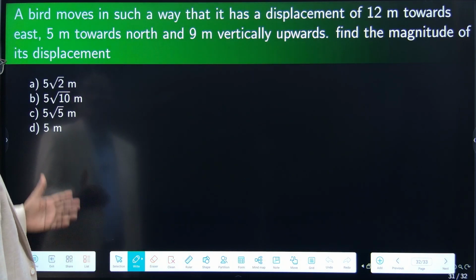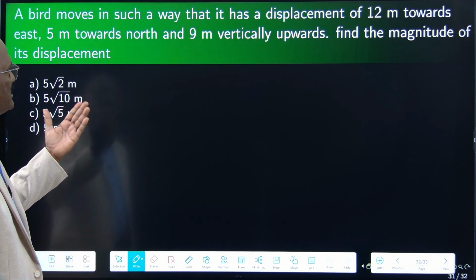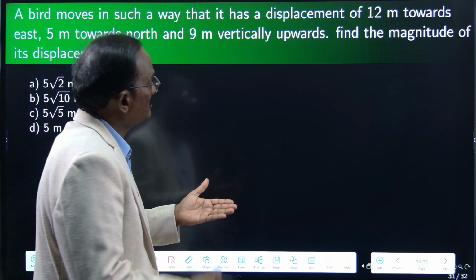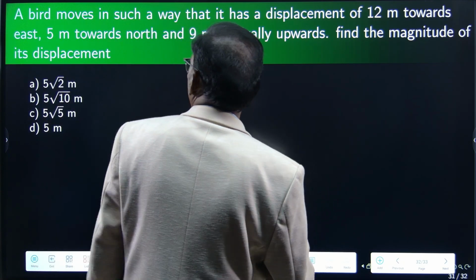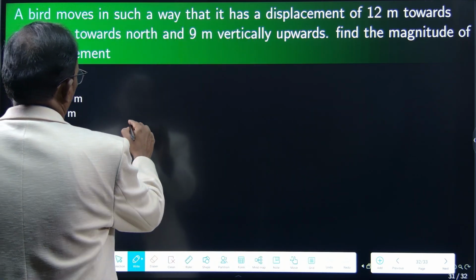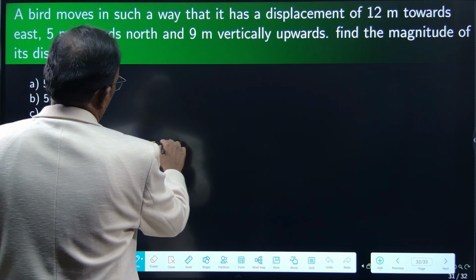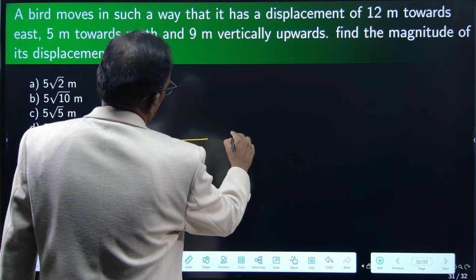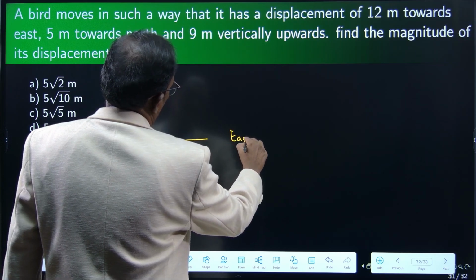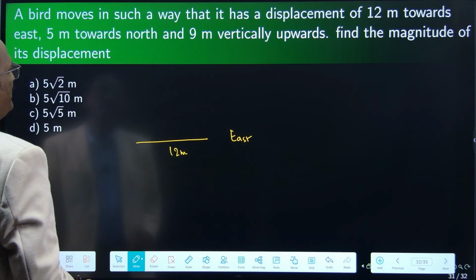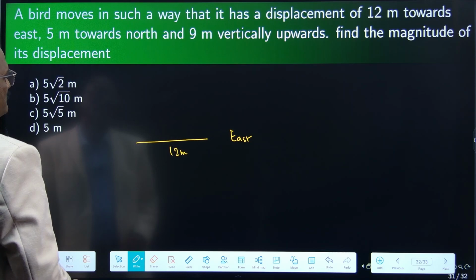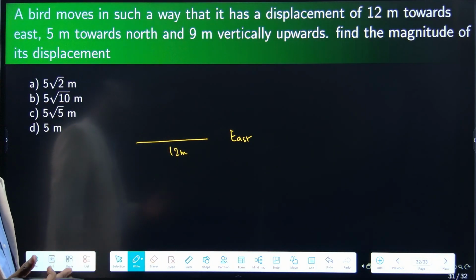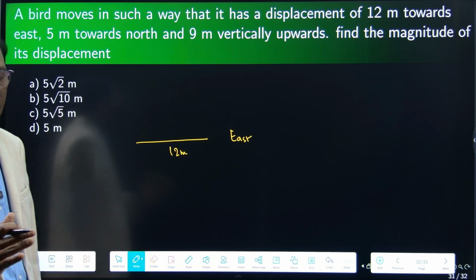Yes, bird problem. A bird moves in such a way that it has a displacement of 12 meters towards east, 5 meters towards north, and 9 meters vertically upwards. Find the magnitude of its displacement.